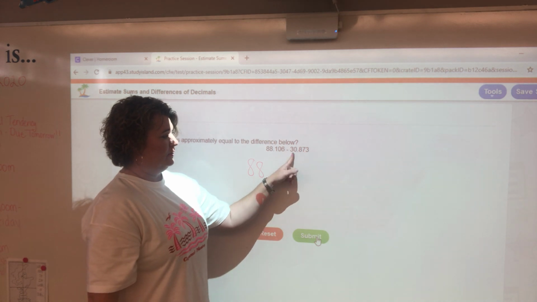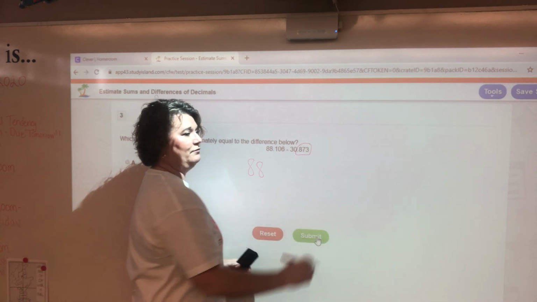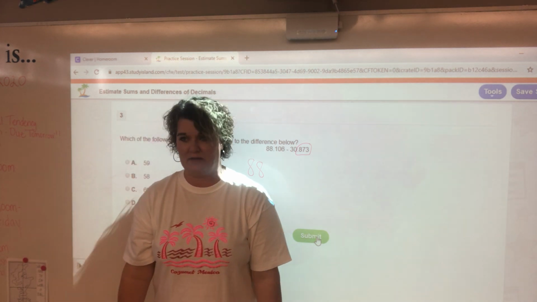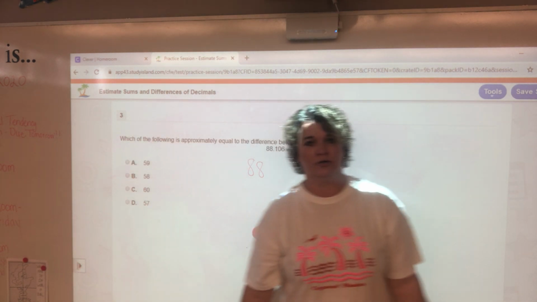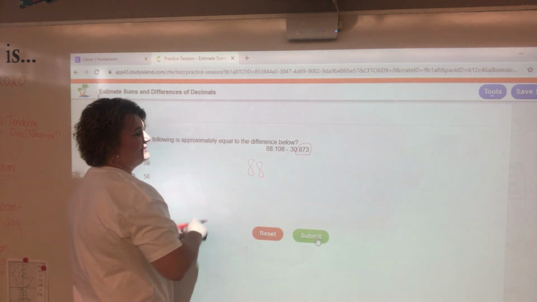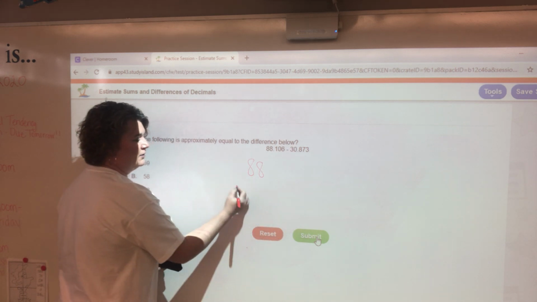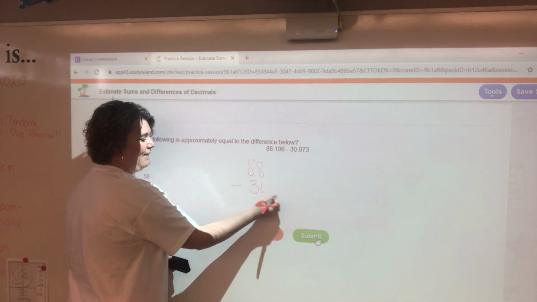Then look at this number, 30.873. Has the 873 made it to the halfway mark? Yes, because if the halfway mark's 500, 800 would be up here. So we're gonna bump that up. So instead of that being 30, that's gonna become 31. And it looks like we're subtracting.